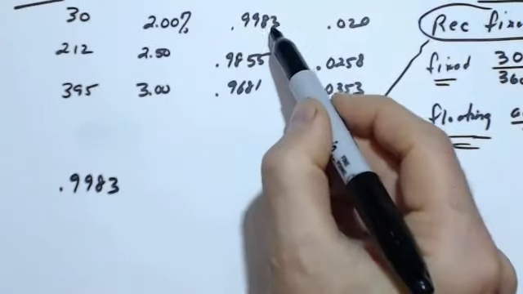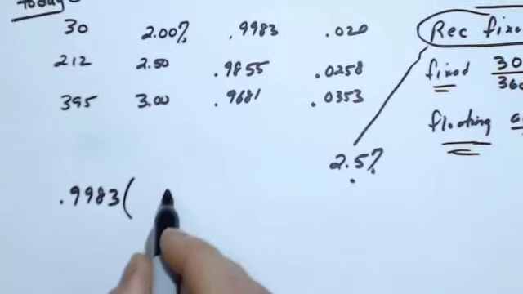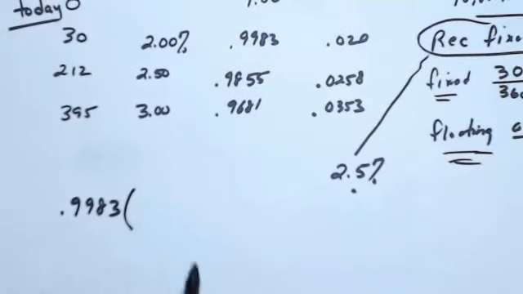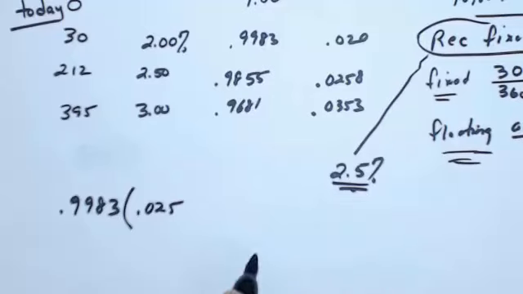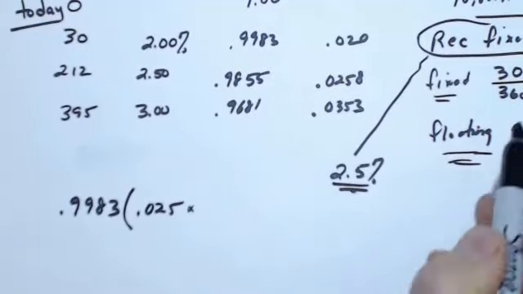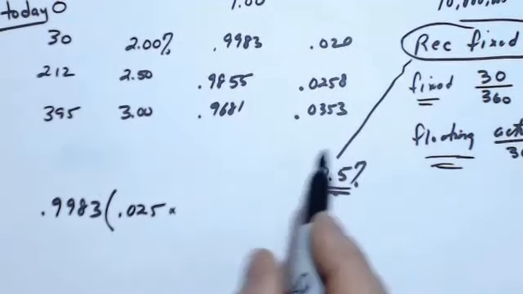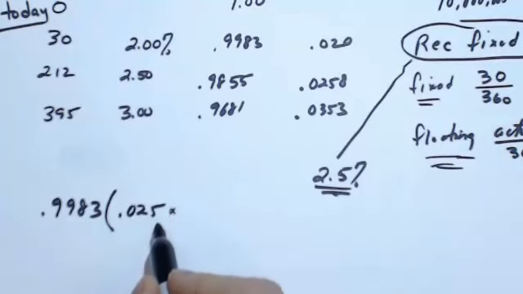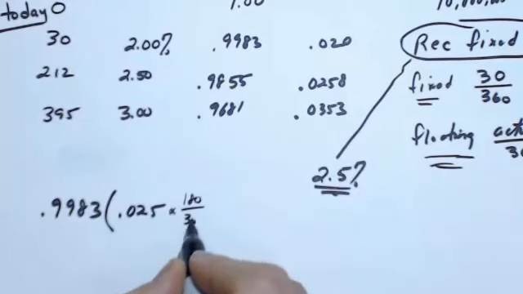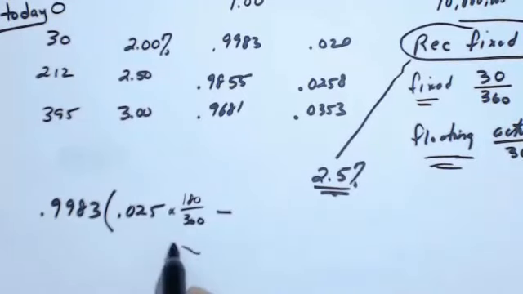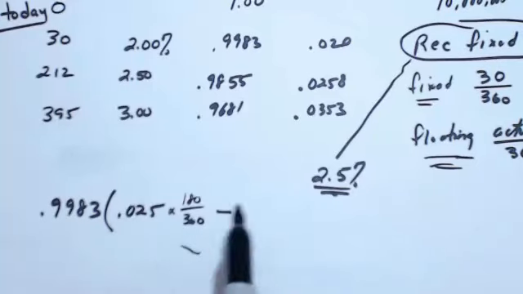I'm just copying it down right here. Now we receive fixed, which is 0.025. Now I need to adjust it for the convention, and we're looking at 6 months worth of time, so this is 180 over 360. So this is what I'm going to receive adjusted for time.